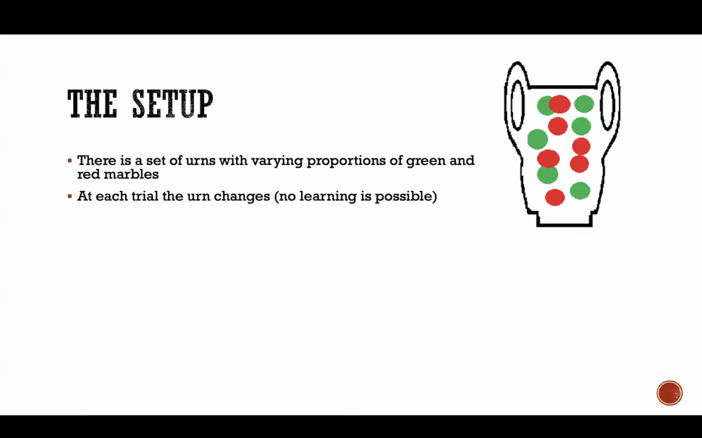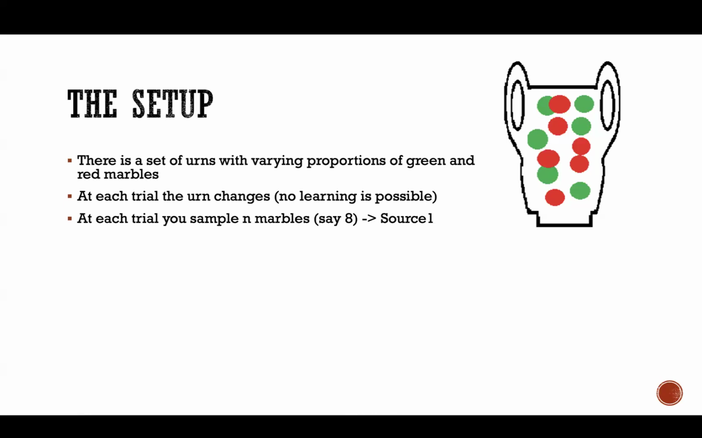What we're going to cover in the lecture today and tomorrow and next week is a Holia urn with varying proportions of green and red marbles, and in the course notes it is blue and red, I think. At each trial, the urn changes. No learning is possible. We'll cover some learning at the end of next lecture, but not for the assignment.